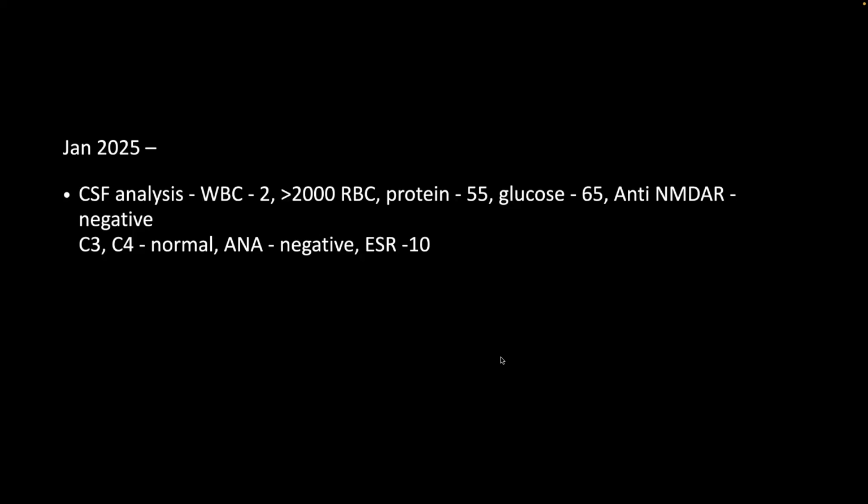CSF analysis was done at the time of hemiparesis, where they noted a WBC of 2 with 2000 RBC, but protein and glucose were normal. At the time, anti-NMDA receptor antibodies were also negative. ANA profile was negative. ESR was 10.